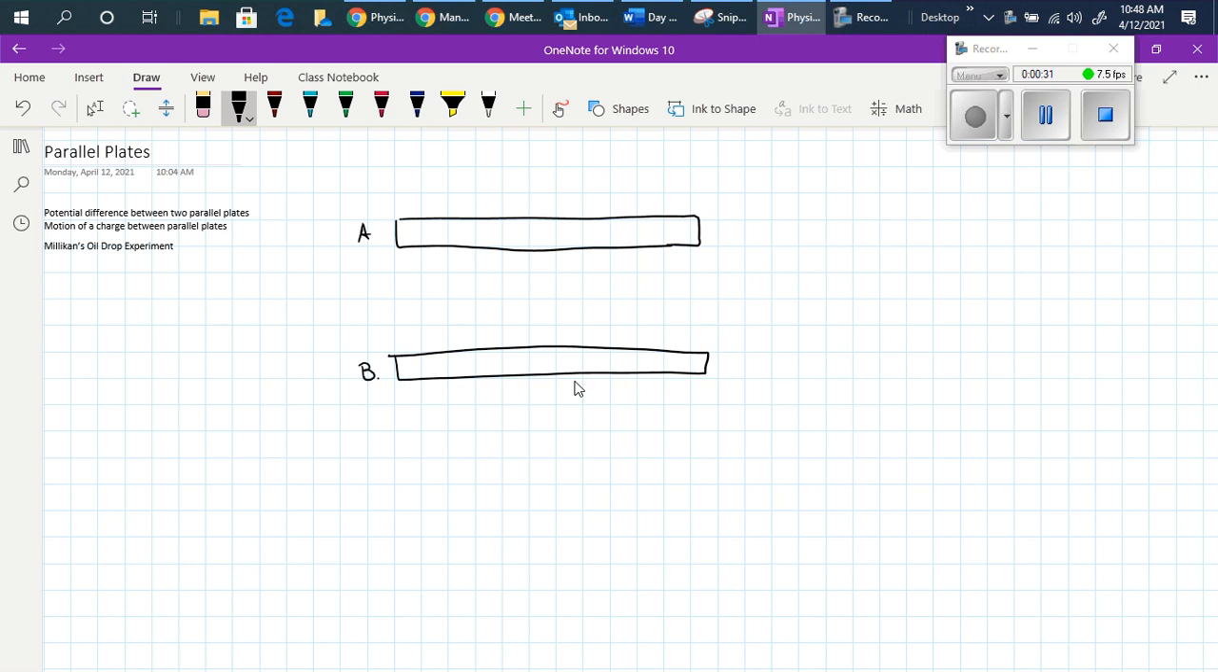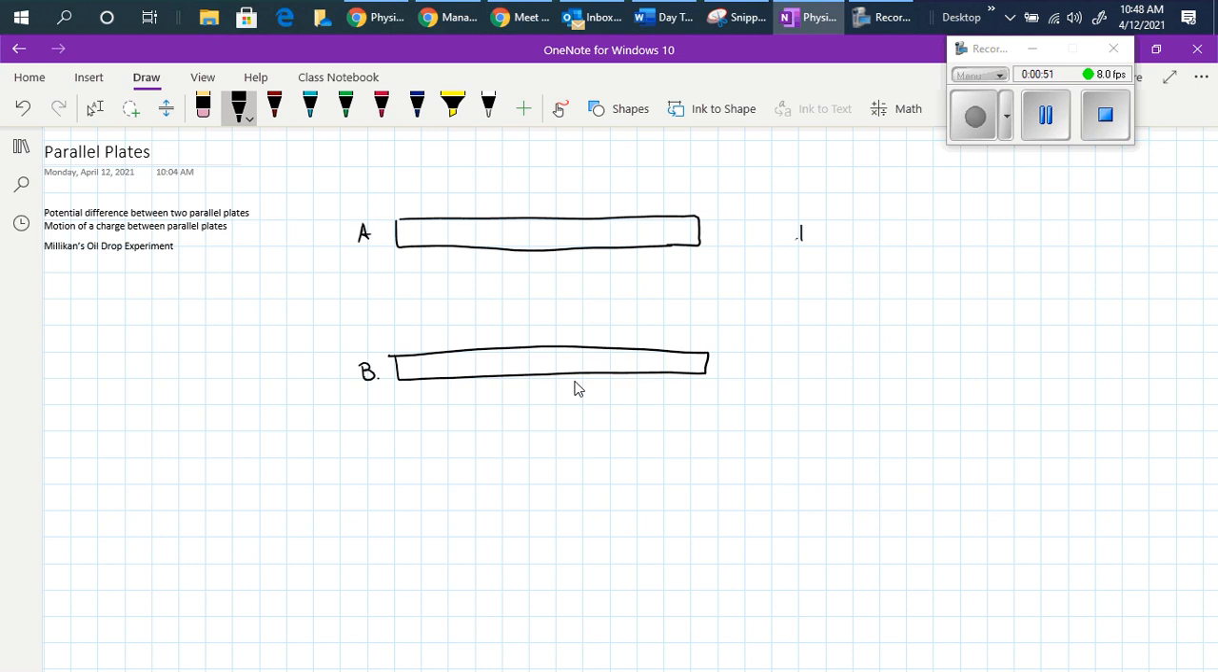that are parallel to each other and they have a difference in potential, like a different potential energy. But plate A has a different value of voltage than plate B. Then between those two plates exists a difference in potential energy.